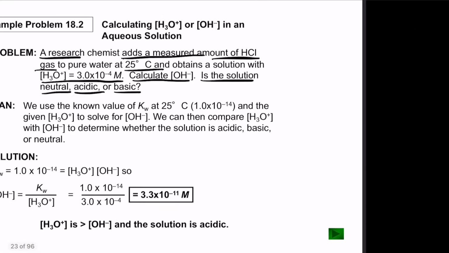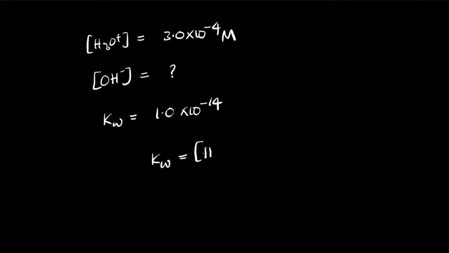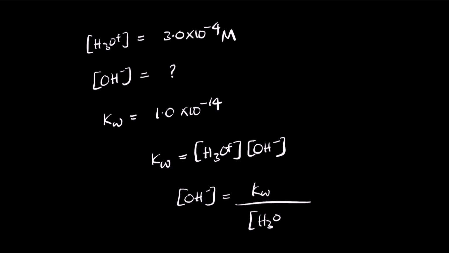What is given here is the H3O+ concentration, which is 3.0 times 10 to the power negative 4 M. And we do not know the OH- concentration, but we do know the product of these values, Kw, which is 1.0 times 10 to the power negative 14. So we know that Kw is H3O+ times OH-. So to find the OH- concentration, we can write it as Kw over H3O+.